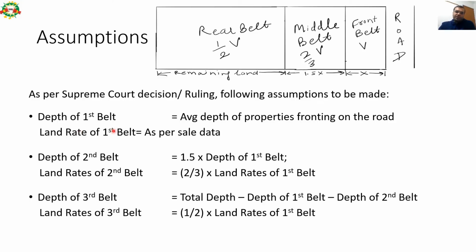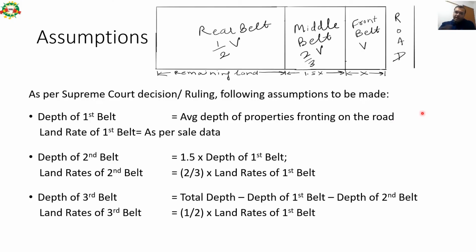So for the depth of the first belt, this is the first belt. This is the width, and this is the total depth of the plot. So this is a very deep plot having a relatively small front. This is the front belt. The first belt is equal to the average depth of properties fronting on the road. So we have to see what is the average depth of other adjoining or nearby plots on the same road, say 30-40 meters. Accordingly we will also take a similar depth for this plot number 1, and the land rate for the first belt we will take as per sale data.